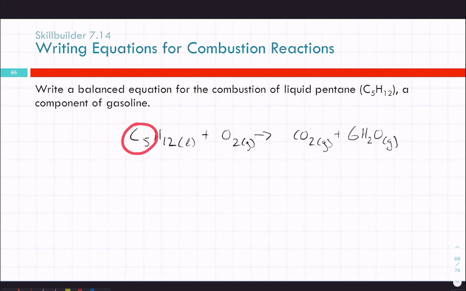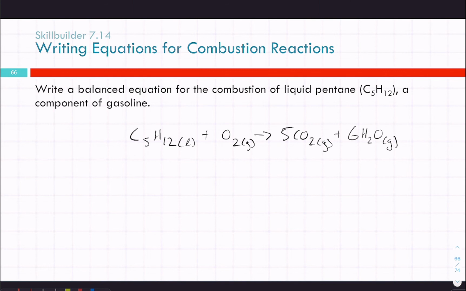We've got 5 carbons and just 1 in our products. Multiply that by 5. Now we've balanced carbon and hydrogen; oxygen's the only thing left. The nice thing in these combustion reactions about doing oxygen last is that by changing carbon, we also change the number of oxygens. By doing hydrogen, we also change the number of oxygens.